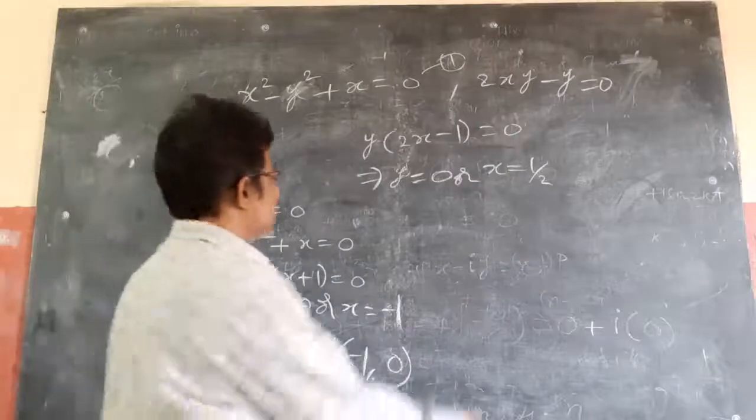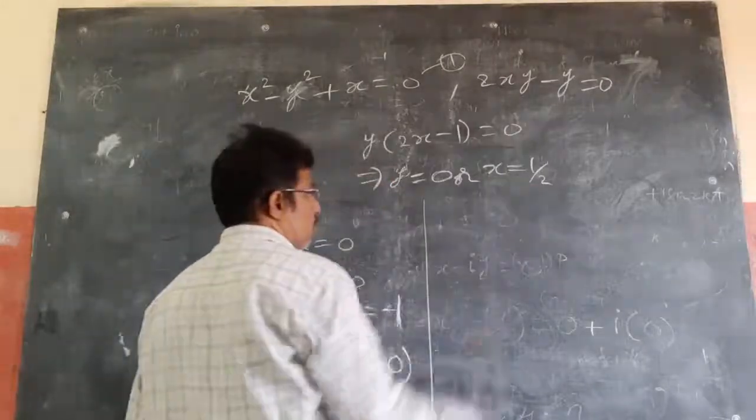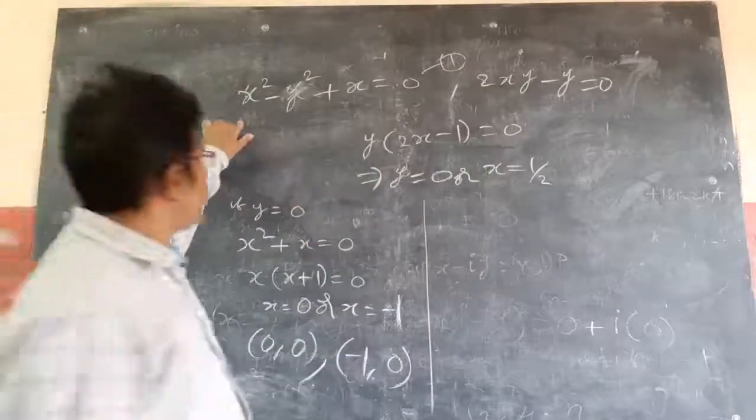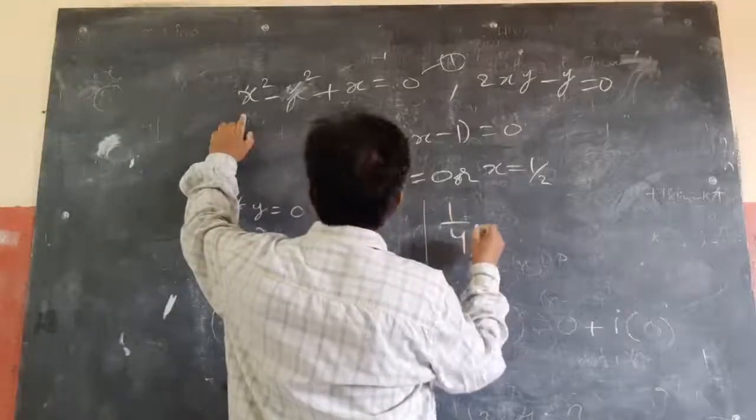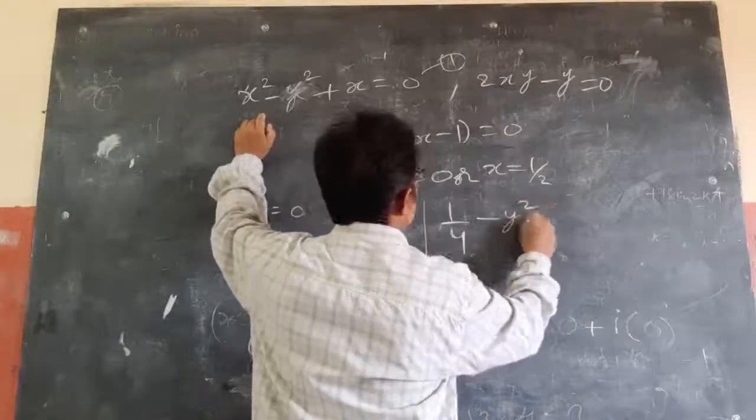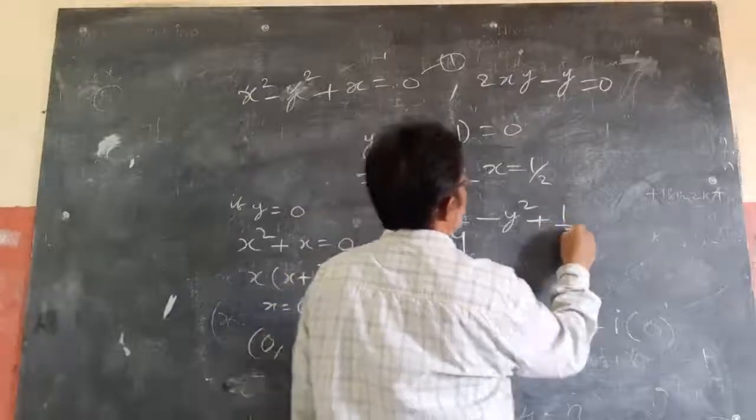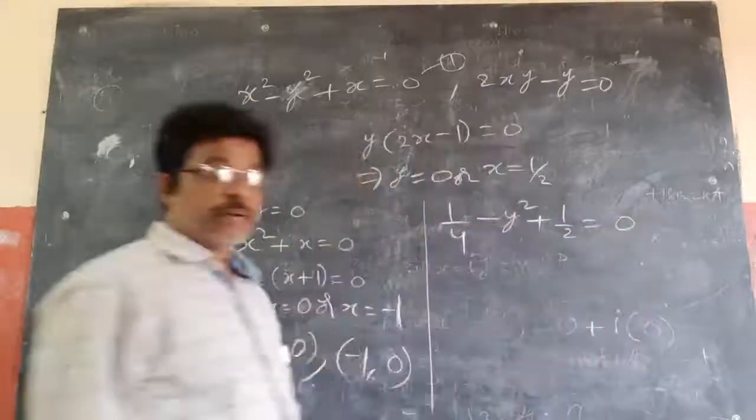Next, coming to the other point. X equal to 1 by 2, if I substitute, what do I get? 1 by 4 minus y square plus 1 by 2 equal to 0.